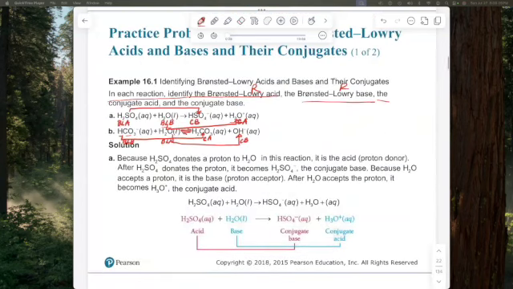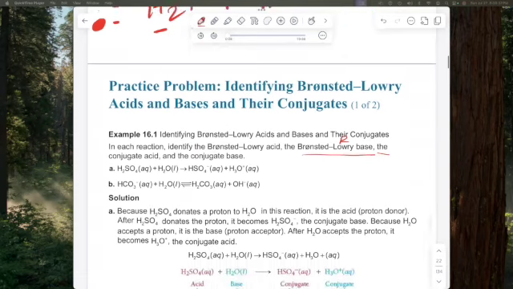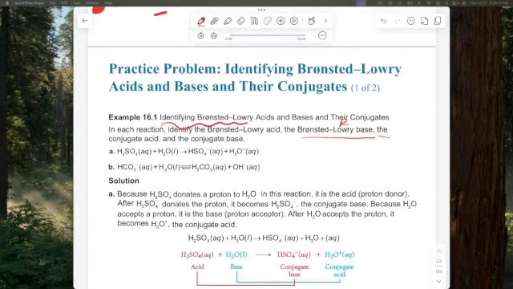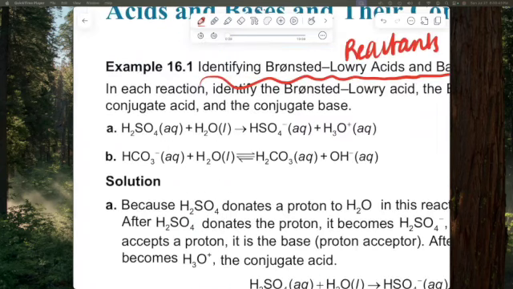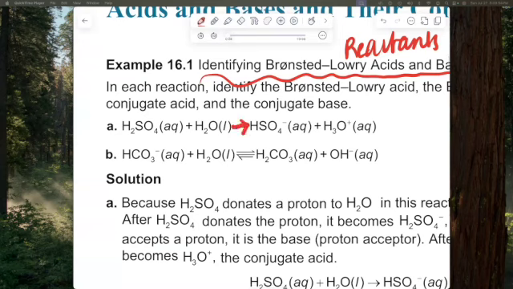Okay. So in this problem here, like I mentioned earlier, you will be identifying the Brønsted-Lowry acid and Brønsted-Lowry base. Those are the reactants, right? As I mentioned before, these are reactants. And their conjugates. These are the products. So we're given the reaction. This is a one-way reaction.